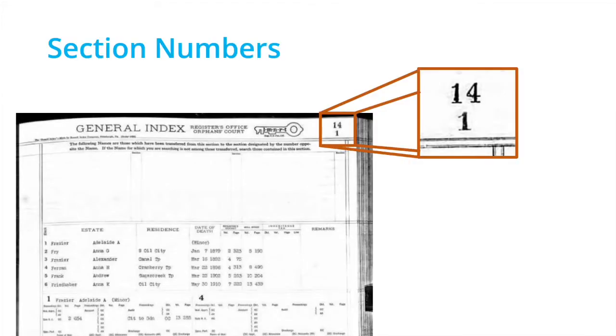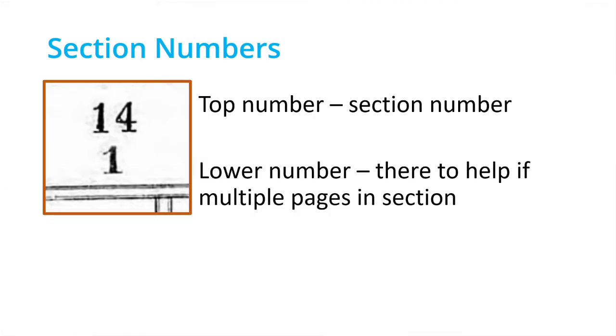And those section numbers that grid refers to are the page numbers in the top of the index book. So in the top corner, you will see numbers written, and those are your section numbers. There's usually 2 numbers stacked on top of one another. The top number is your section number, so the number we found in that grid at the front of the book. And if there's a little lower number below it, that's just there to help you if there are multiple pages in the section. So we might have section 14 and it's 14.1, 14.2, 14.3. We'll look at an example of that in a second.